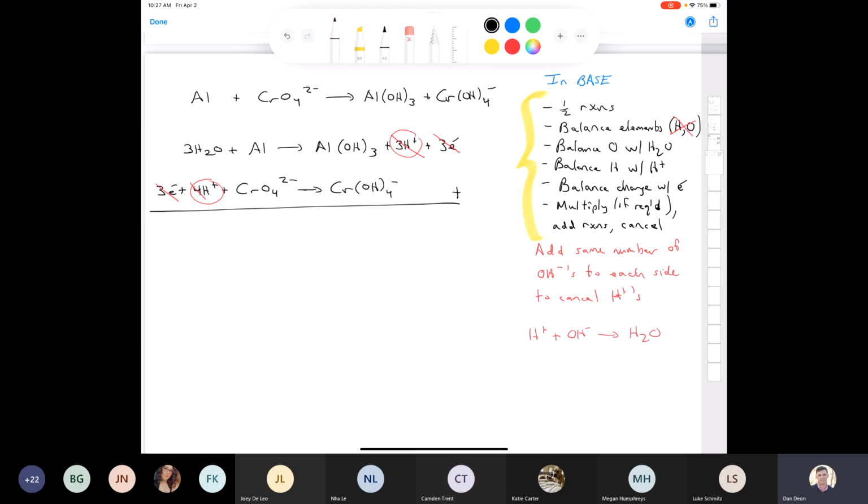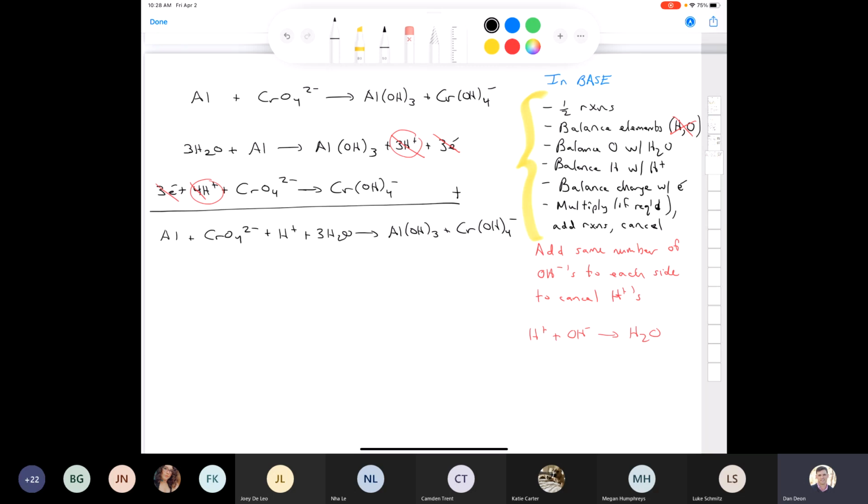When you write out your balanced redox reaction, and again, we balanced it in acid first, we end up with aluminum plus the CrO4 2- ion plus H plus, a proton, plus 3 water molecules, hopefully I won't run out of space here, produces aluminum hydroxide plus Cr(OH)4 minus. There we go. That's not right. Pardon my language. There we go.